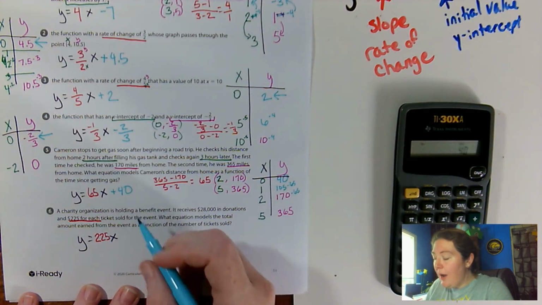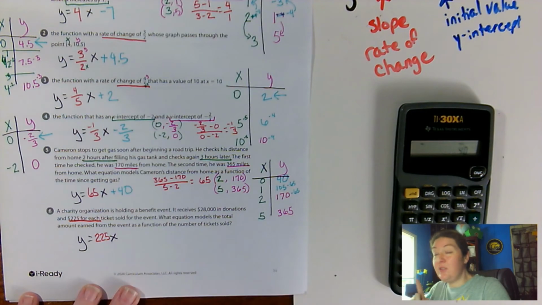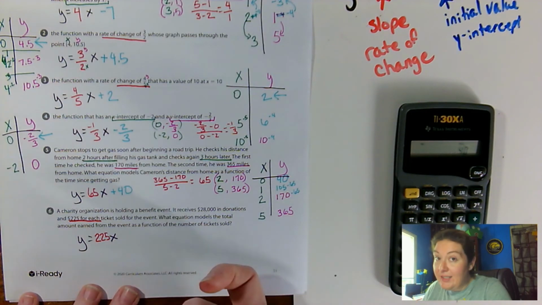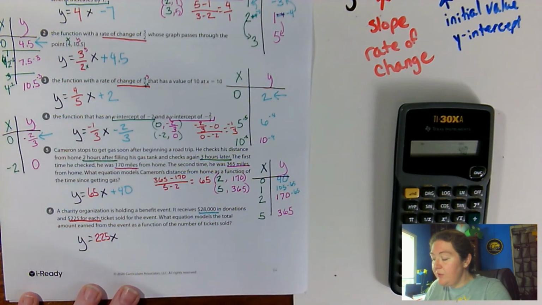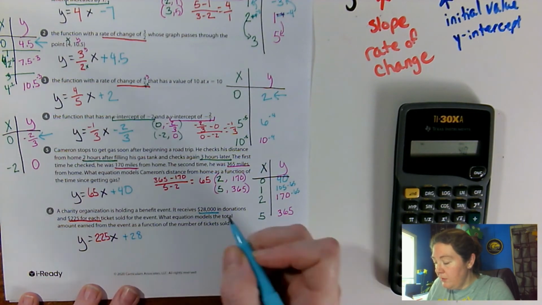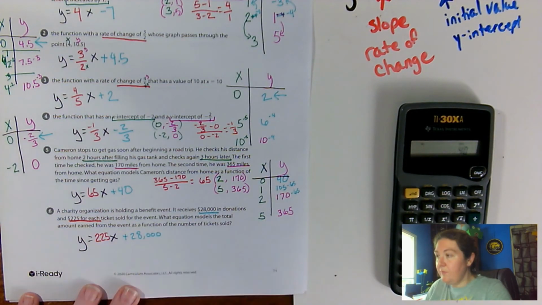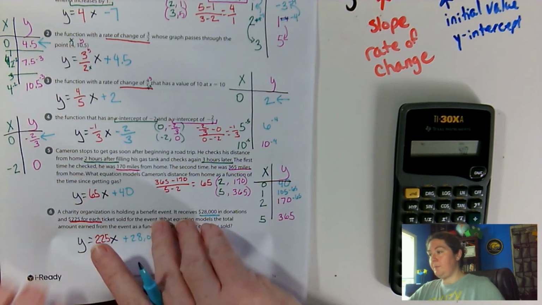My y-intercept, my starting point, my initial value, is something that happens only one time. I got lucky in this one too. They also gave me a hint here. It receives $28,000 in donations. That happens one time. So there's my equation. I pulled numbers specifically from the problem because it already gave it to me. Alright, let's look at the next page.